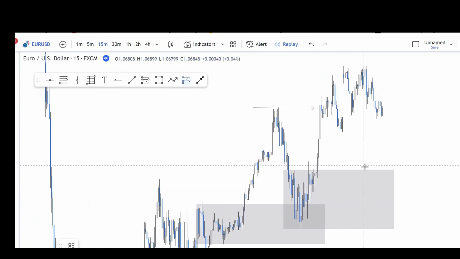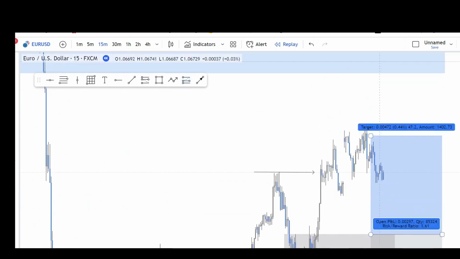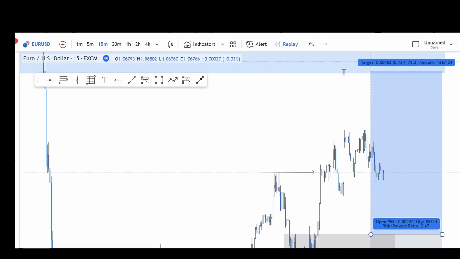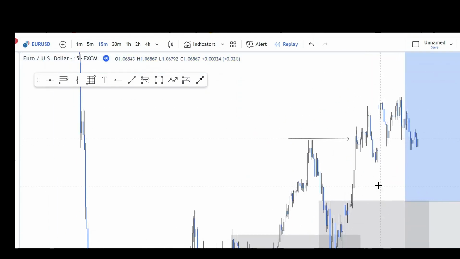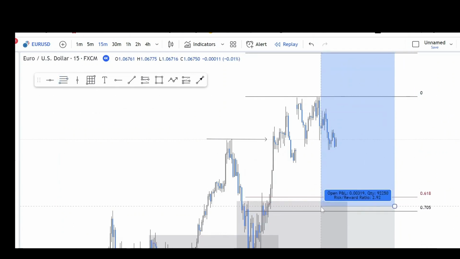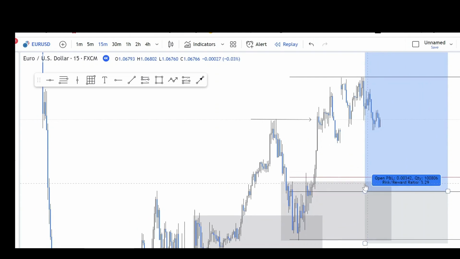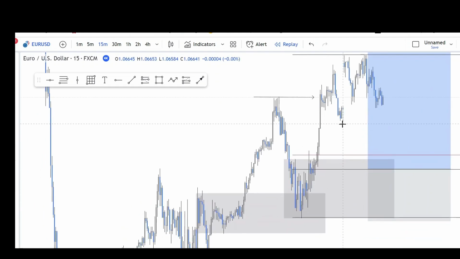Now you could have entered from the start of this block and then aimed for maybe this zone or something. However, I decided to enter this zone from the 70 fib level. And you might ask me, why is that? Why don't you just execute from the edge of this block?